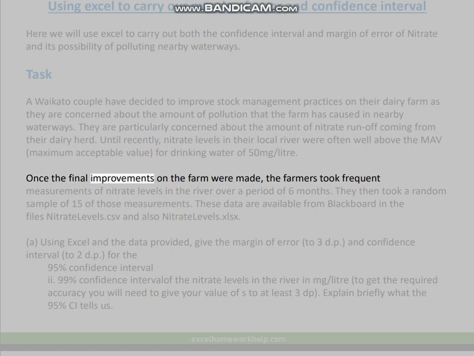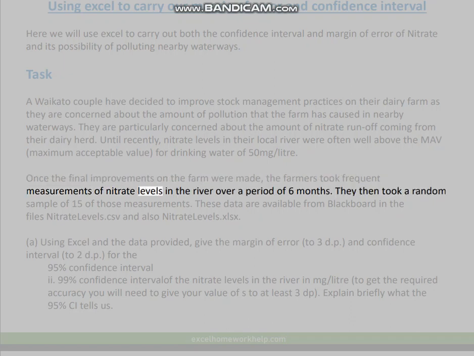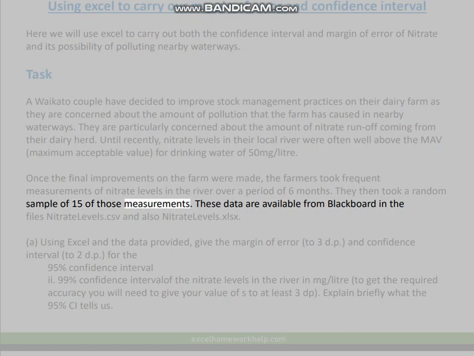Once the final improvements on the farm were made, the farmers took frequent measurements of nitrate levels in the river over a period of 6 months. They then took a random sample of 15 of those measurements. These data are available from Blackboard in the files nitratelevels.csv and also nitratelevels.xlsx.